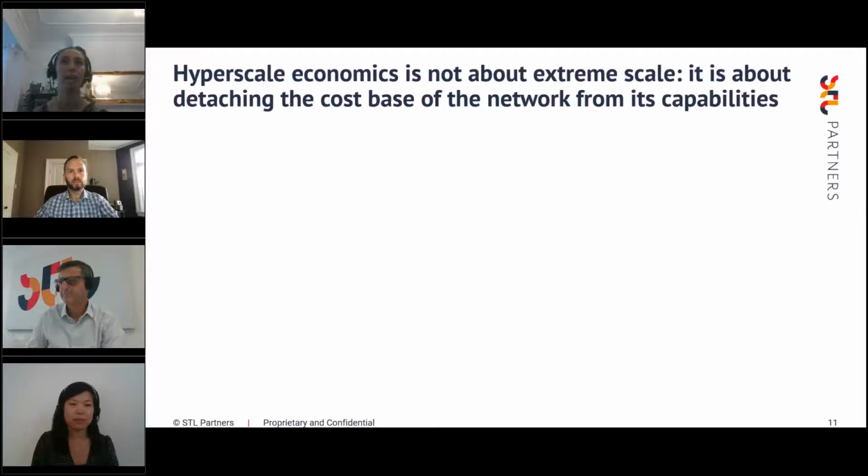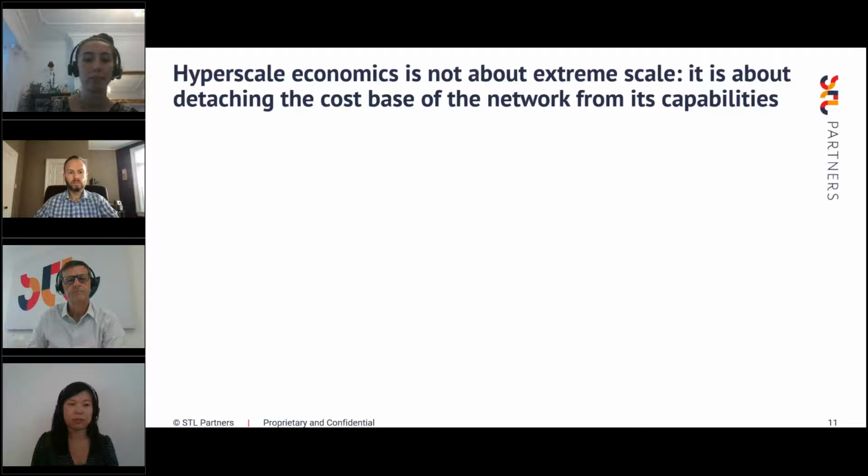So to start off with, it's helpful to explain what we actually mean when we talk about hyperscale economics. A lot of people think that this is really just about scale and that ability to reach massive size, and therefore it's only something that's achievable by the huge companies like the big internet players, the Amazons, the Googles of the world.